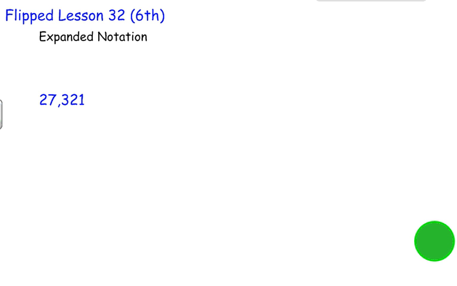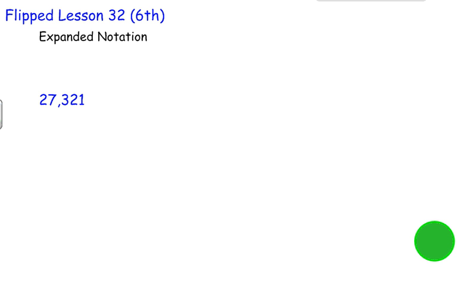Today we are going to look at two different ideas. The first idea is expanded notation, and then we're also going to work a little bit more with problems that deal with time. To start, we want to look at the idea of expanded notation. As we look at expanded notations, we want to think about this idea.